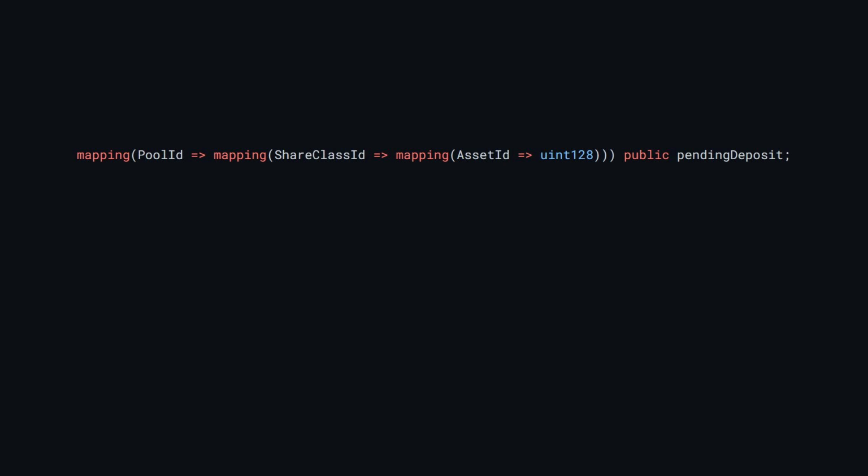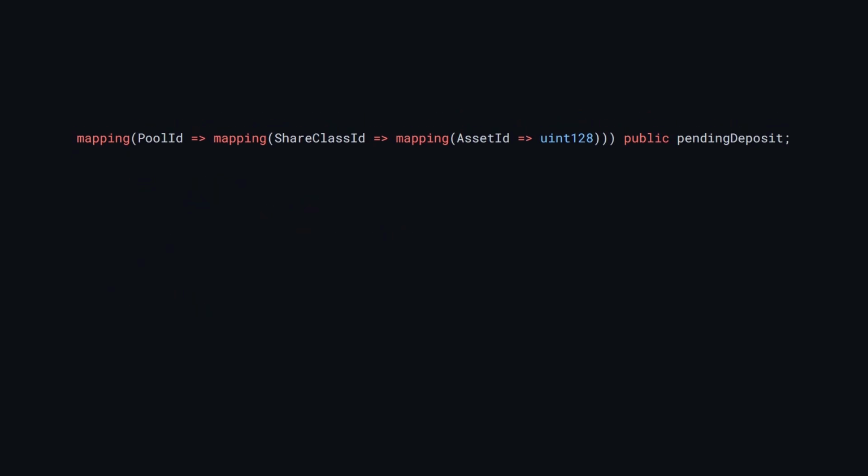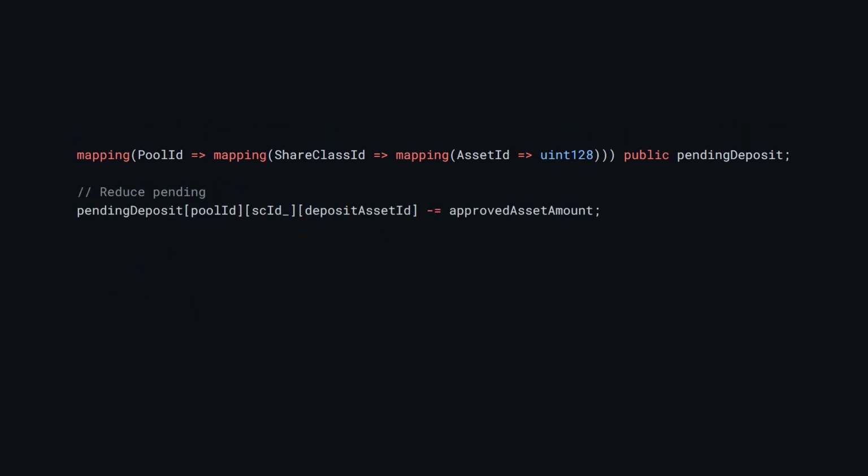It tracks global pending deposits for a specific pool and asset. Second one is deposit request. It tracks each request individually for each user. With that in mind, let's investigate where the issue appears. When a deposit is approved, the global pending amount is reduced like this.